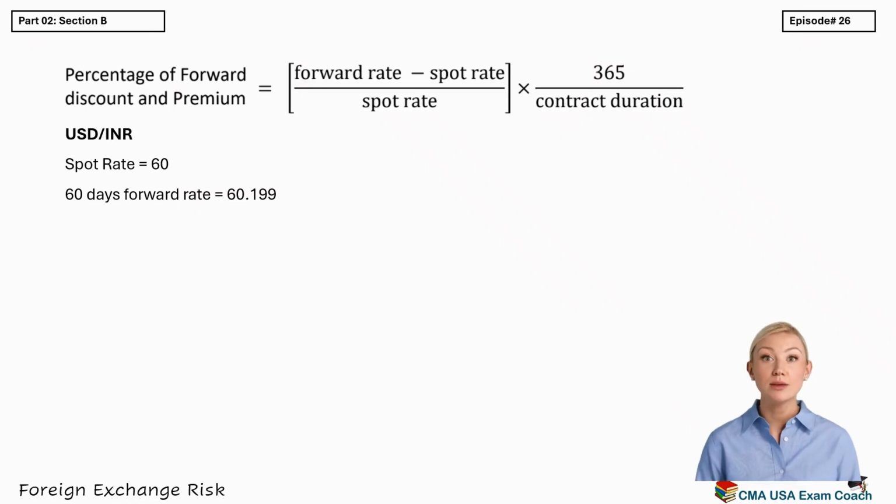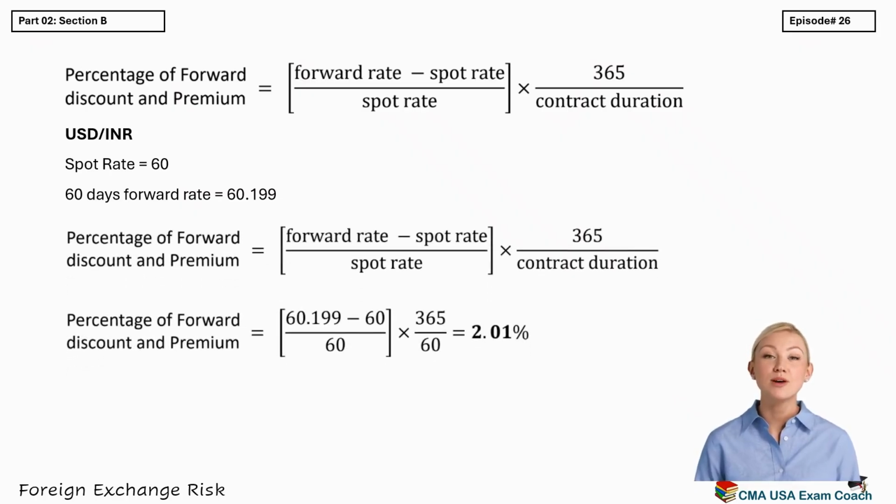Percentage of forward discount or premium equals forward rate minus spot rate, divided by spot rate, multiplied by 365 divided by contract duration. Let's plug in the numbers. Forward rate minus spot rate is 60.199 minus 60, which equals 0.199. Divide that by the spot rate, 60, so 0.199 divided by 60 equals approximately 0.003317. Next, multiply by 365 days to annualize. 0.003317 times 365 equals about 1.2107.